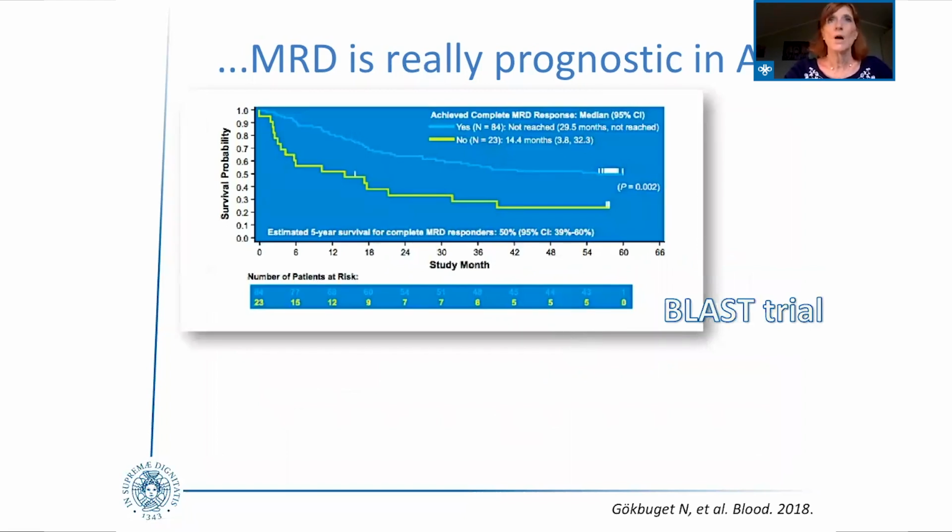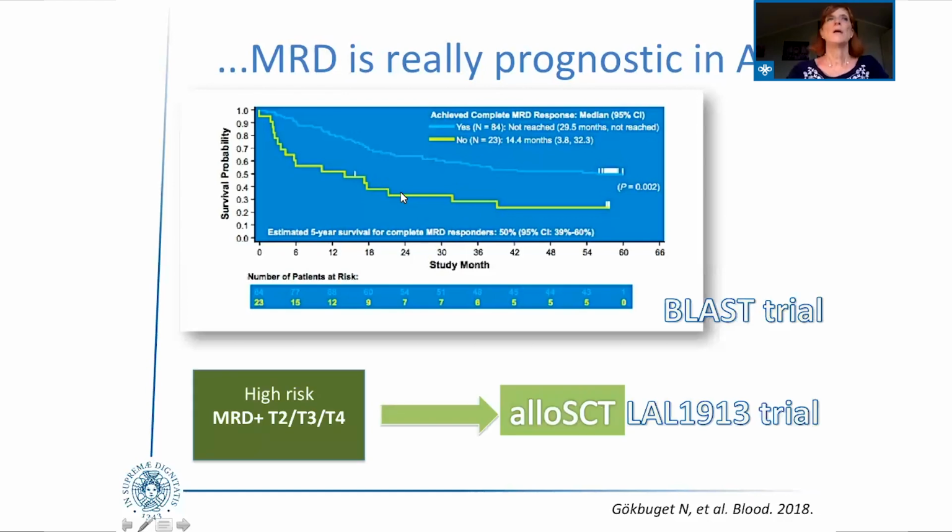About ALL, we know that MRD led all therapeutic strategies in the pediatric setting, but MRD is now a reality also for adults with ALL. You can see here the new frontier of the treatment of adult ALL patients: blinatumomab, the bispecific monoclonal antibody, and you can see here that the prognosis of MRD negative patients is really better than that of MRD positive cases.